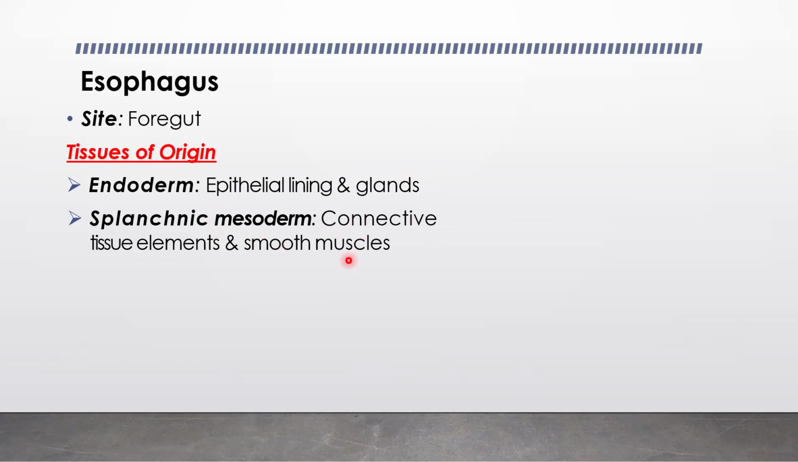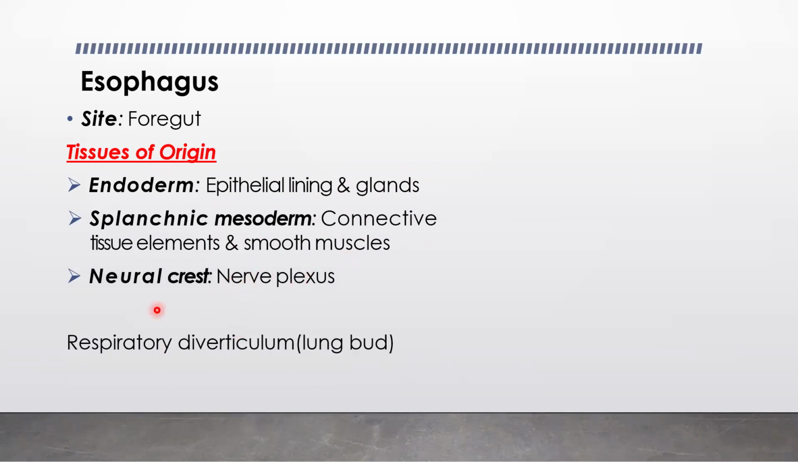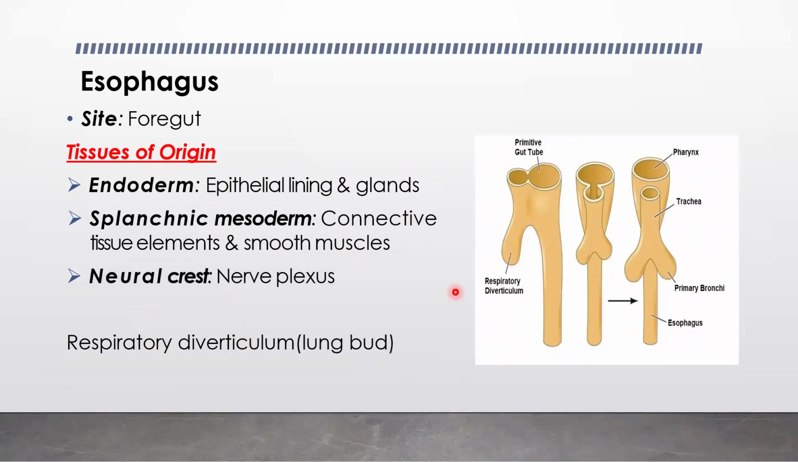the three pairs of the muscles that we talked about. Then we'll have the neural crest cells giving us the enteric nervous system. And then it will also give us the respiratory diverticulum, the lung bud. And this is what I'm talking about now. So you'll have the respiratory diverticulum, the lung bud, developing from the pharynx.